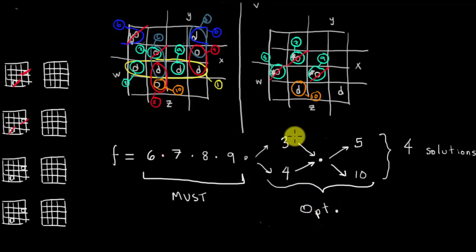Because you can see that in some solutions, group number 3 does not appear. There are 2 solutions in which group number 3 does not appear, when you choose 6, 7, 8, 9, 4, and 5, or 6, 7, 8, 9, 4, and 10. Those are 2 solutions in which number 3 does not appear. That's why this group is optional. Sometimes it can appear, sometimes it doesn't.